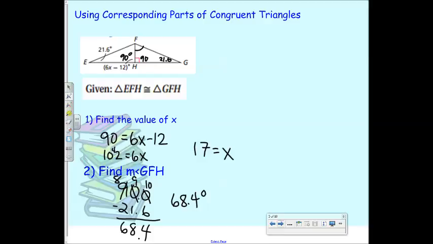I was doing short division in my head. So we put it into 10, and then there was 4 left over.